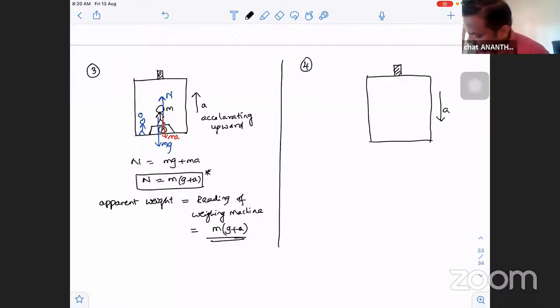The lift is accelerating downward. Okay. This is the weighing machine, and this is the man. The man's mass is M. Then what is the normal reaction value? Okay, so now find what is the apparent weight.